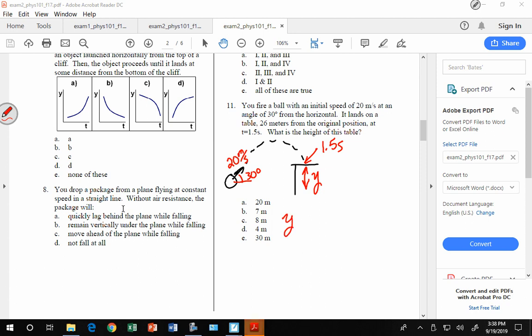So y is equal to v naught y t plus 1/2 a_y t squared. By the way, I gave you the x range too, but you don't need that at all, it's just a little something extra. All I need to do is plug in the appropriate values: 20 sine 30 times 1.5 minus 5 times 1.5 squared.